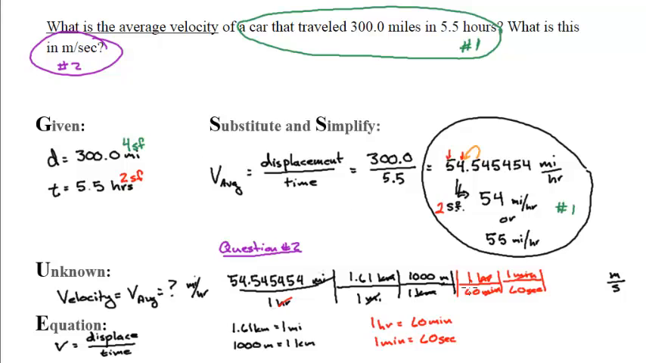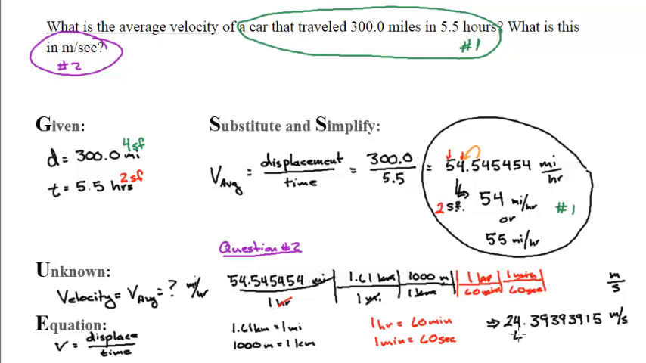And when I do this, I get a number that is 24.9. I'm sorry, 24.39393915. And that is meters per second.